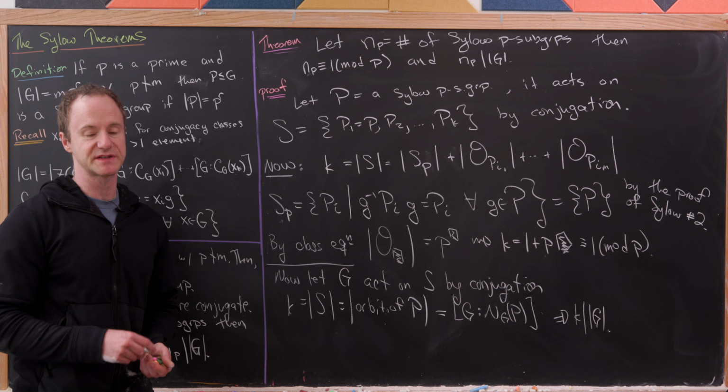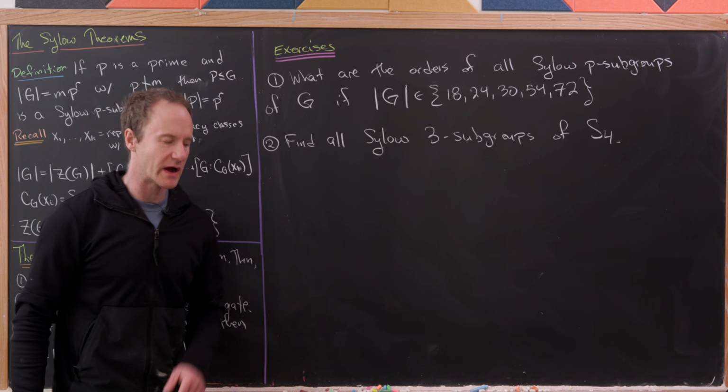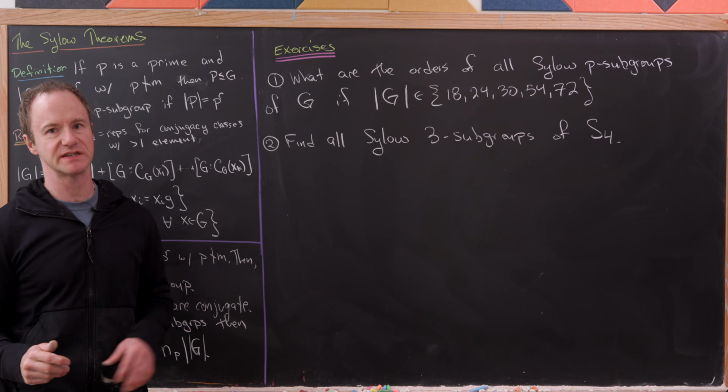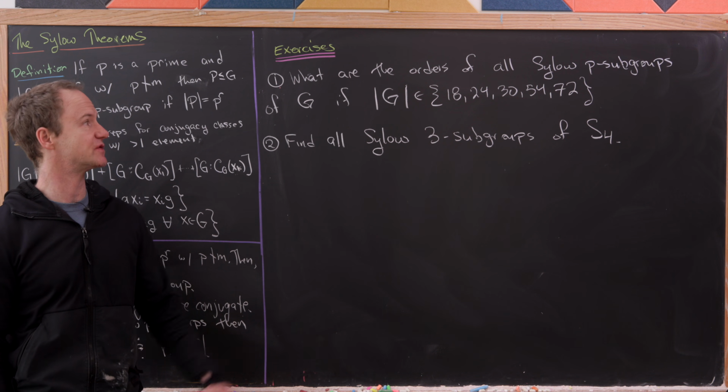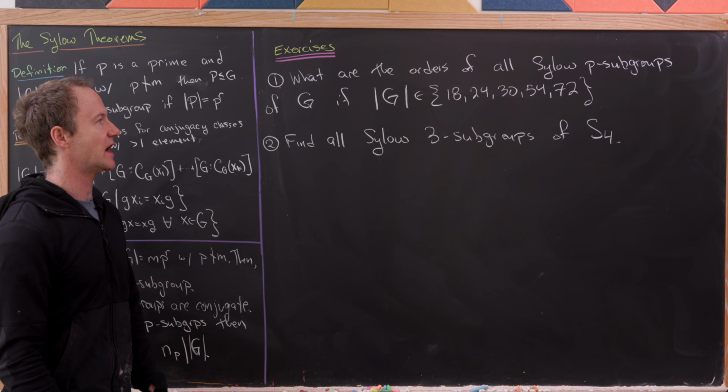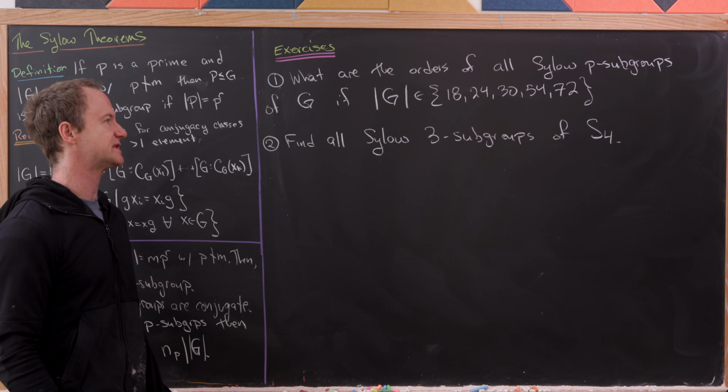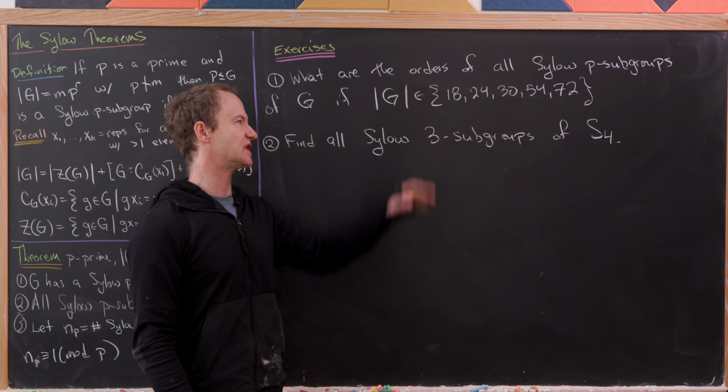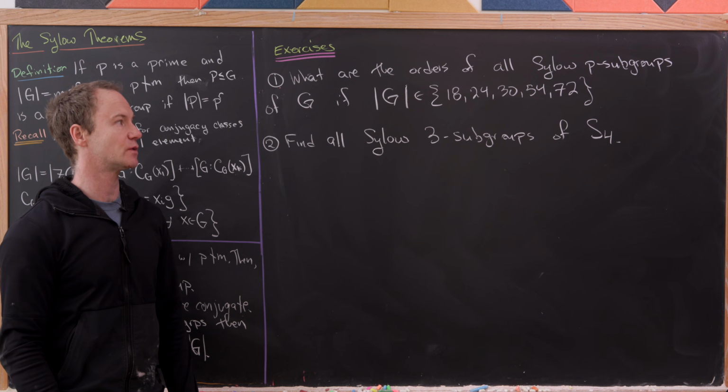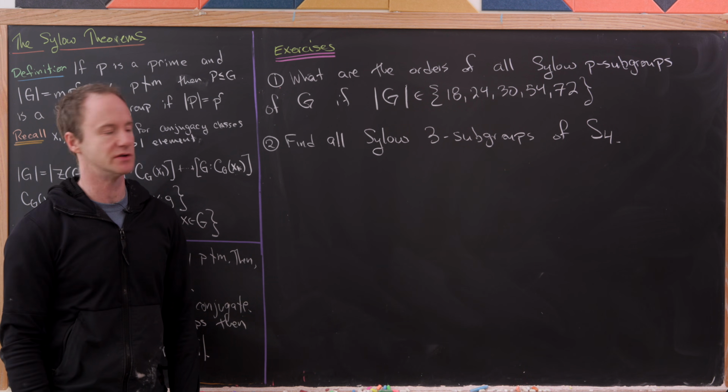Okay, so now I'm going to leave you with some exercises. Just a few exercises, because more exercises will come after we do a big application video. So the first one is to find all of the possible numbers of Sylow p-subgroups if the size of G comes from this set: either 18, 24, 30, 54, or 72.